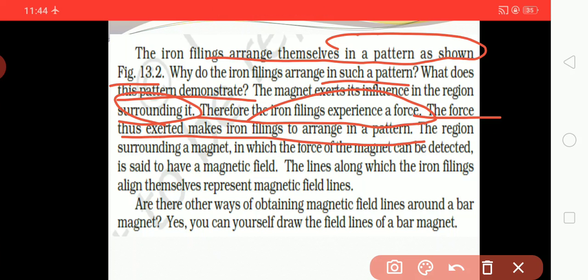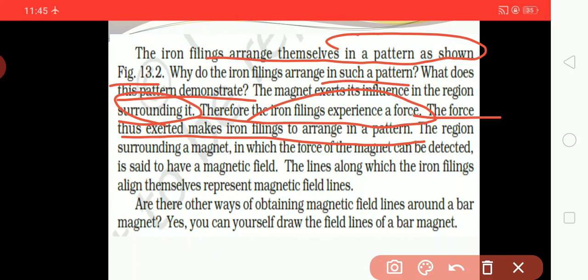The force which is exerted by the magnet, which we call the magnetic force, is the reason the iron filings get arranged in the pattern we have just observed. So due to the magnetic force, the iron filings get arranged surrounding the magnet.